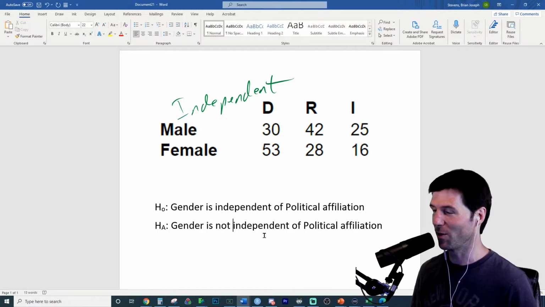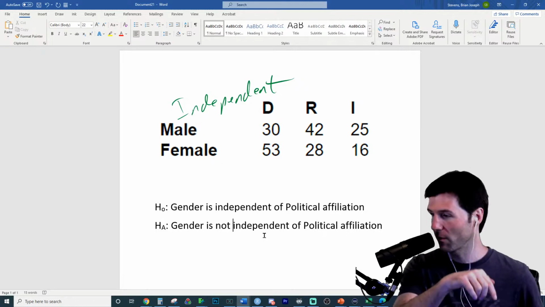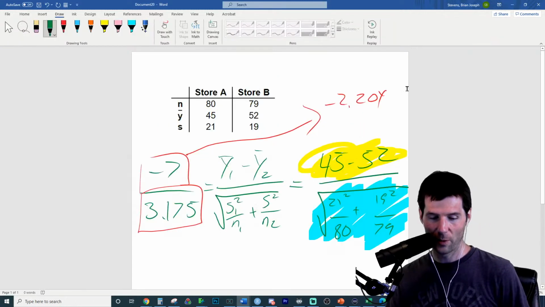Command Shift 4. Command Shift 4. Great question right there, Emmy. Command Shift 4. Hold Command Shift 4. Boom. And so we have that right there.